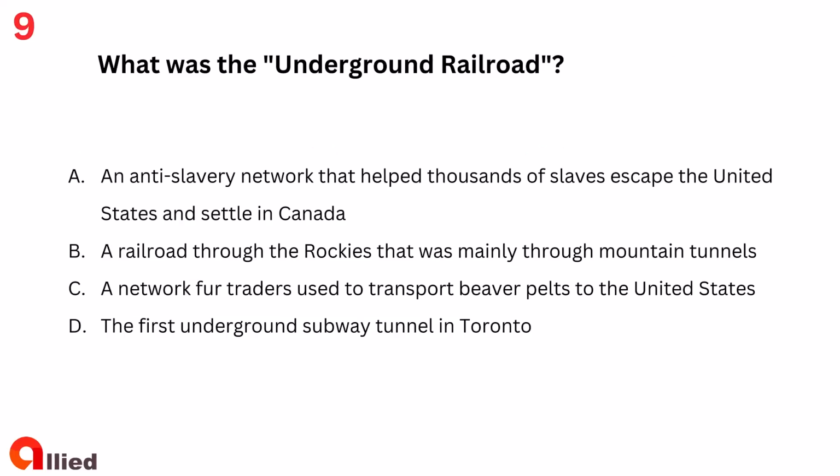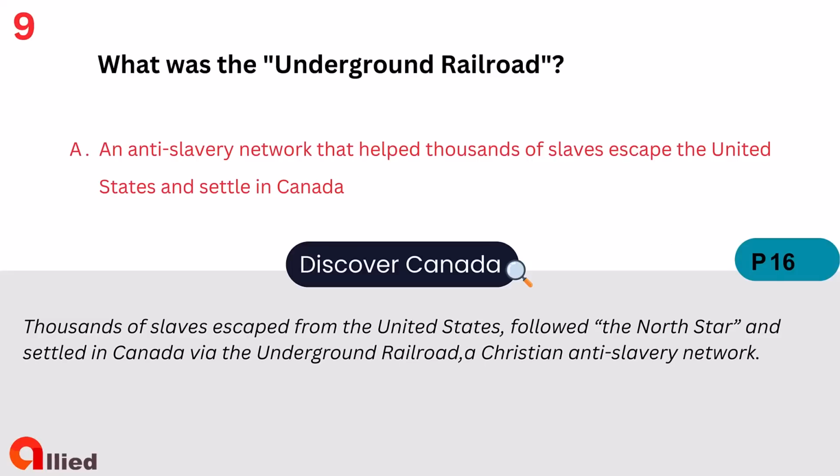Question 9. What was the Underground Railroad? A. An anti-slavery network that helped thousands of slaves escape the United States and settle in Canada. B. A railroad through the Rockies that was mainly through mountain tunnels. C. A network for traders used to transport beaver pelts to the United States. D. The first underground subway tunnel in Toronto. The answer is A. An anti-slavery network that helped thousands of slaves escape the United States and settle in Canada.